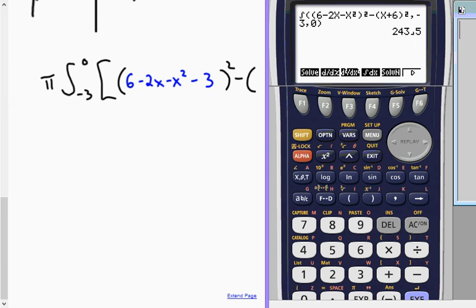So to save time, I'll plug that in my calculator. And really, the only thing I have to change is just come in here and subtract 3 from both of these things. Right? 6 minus 2x minus x squared minus 3 to match that. Then do the x plus 6 minus 3. Look at that, 108 pi over 5. We get 108 pi over 5 cubic units.